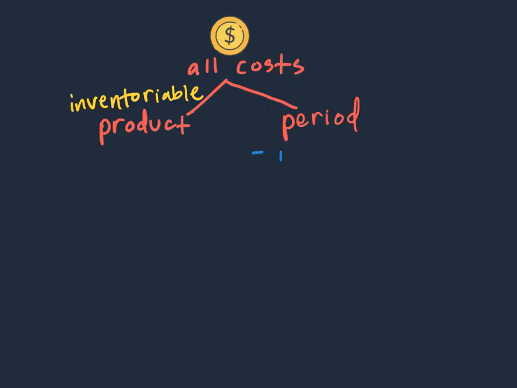Period costs are found on the income statement, and they are recorded to the income statement in the period that they are incurred. That is why they are called period costs. And on the income statement, they will show up in the operating expenses section.